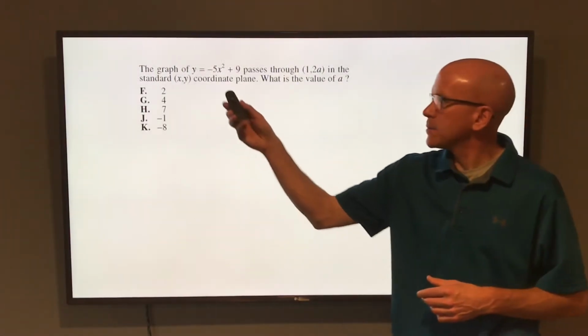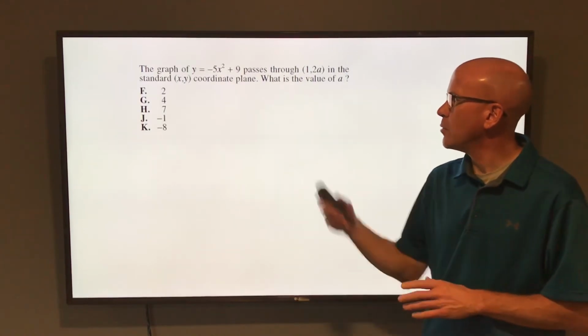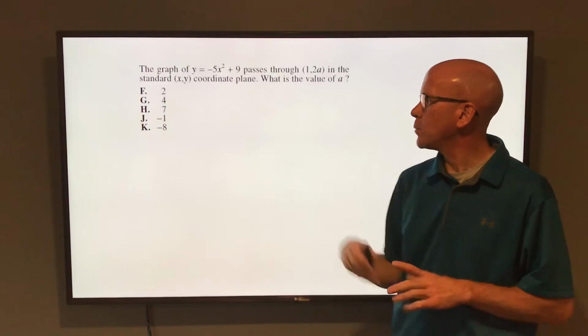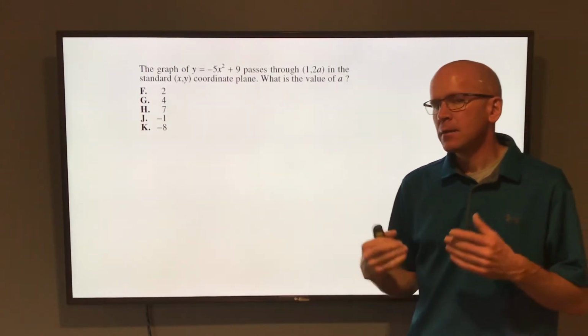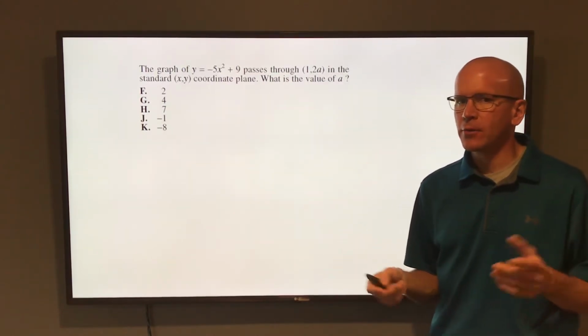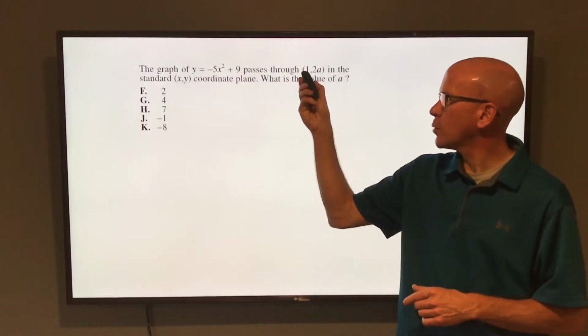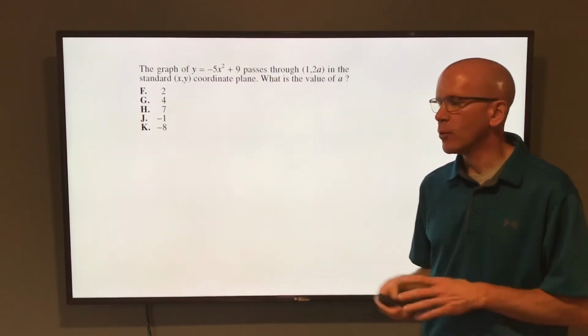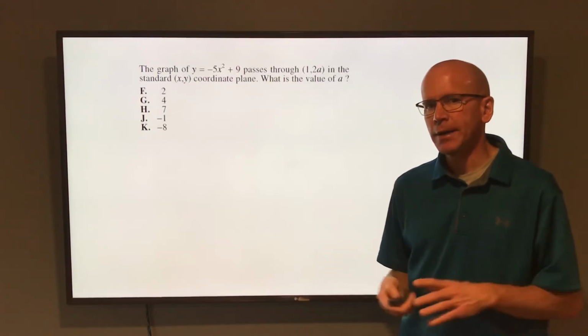The graph of y equals negative 5x squared plus 9 passes through the point 1, 2a in the standard xy coordinate plane. What is the value of a? A lot of people struggle with this one, but it's really not difficult at all. You're given an x coordinate, you're given a y coordinate. You need to solve this for a, or you need to find the value of a.